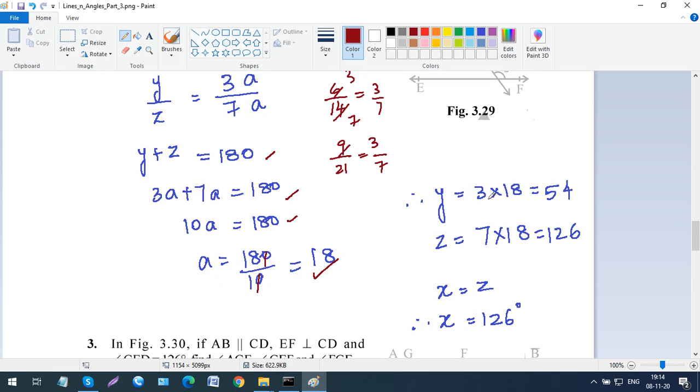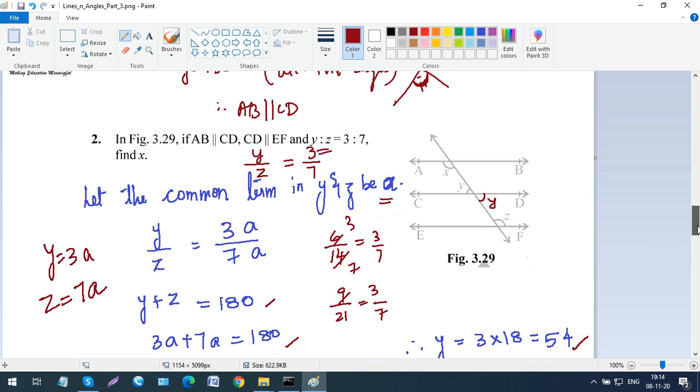So now what is your y? Your y is 3a, right? This is what it says. y is 3a and z is 7a. So y equals 3 into 18, which is 54. z equals 7 into 18, which is 126.